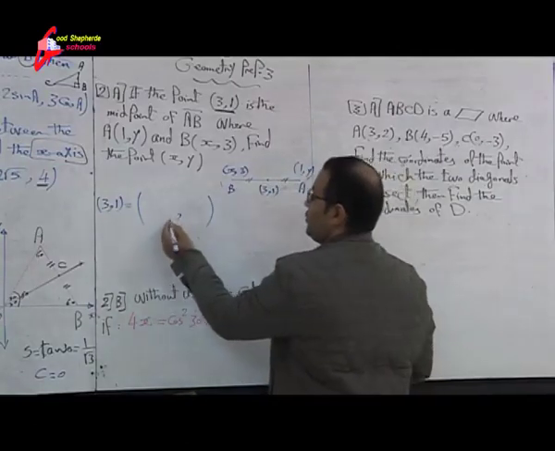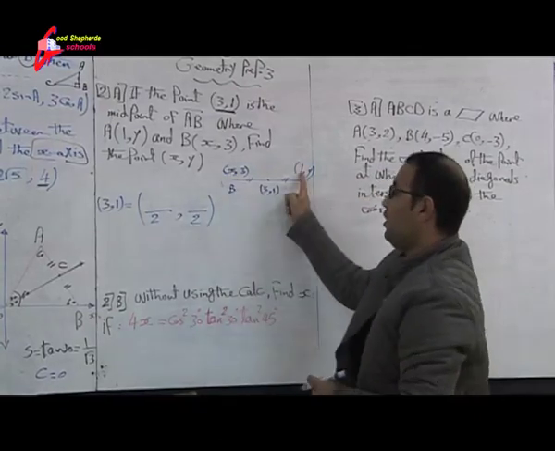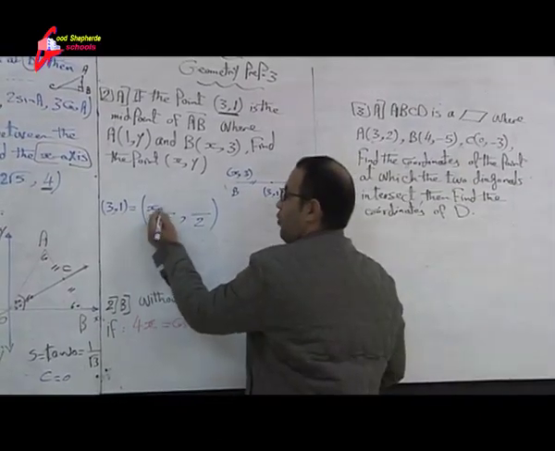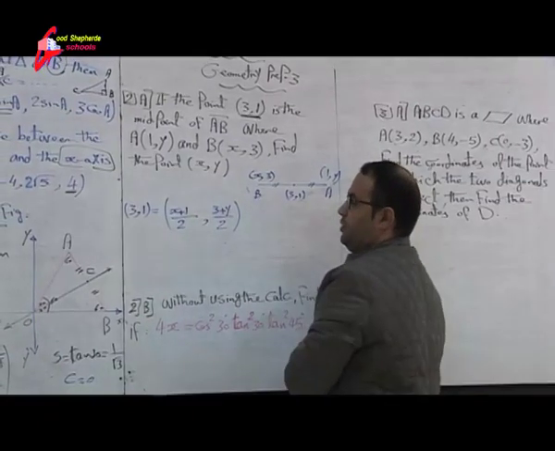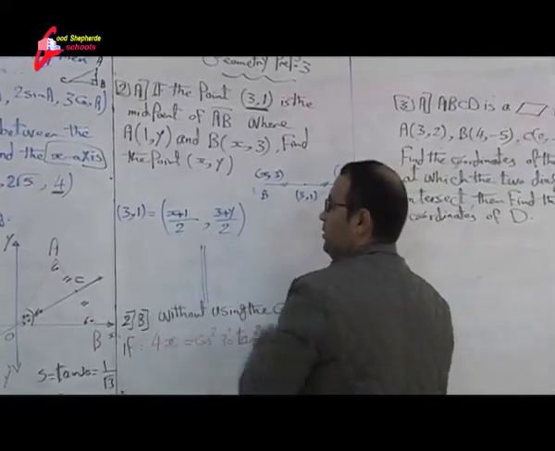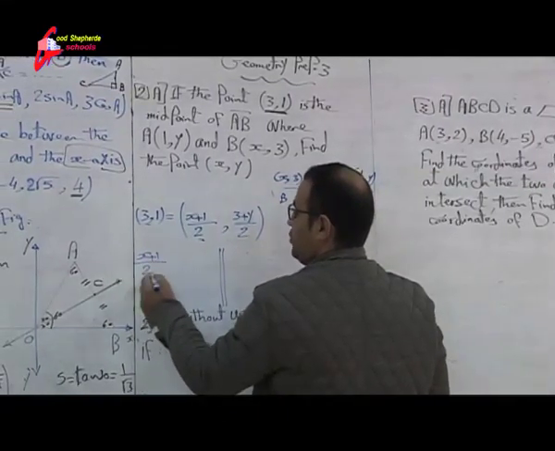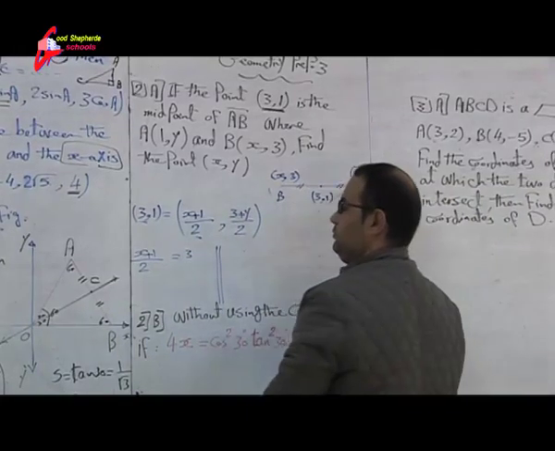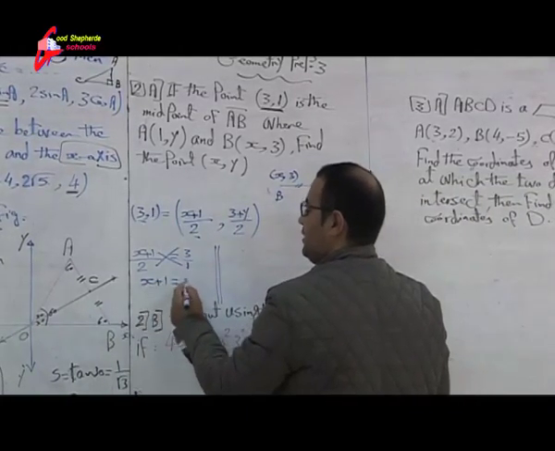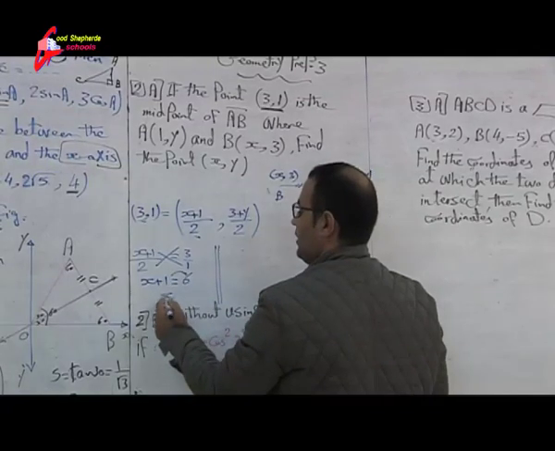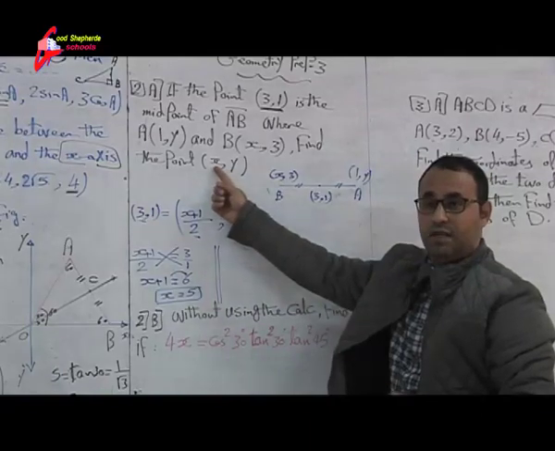Apply the rule of the midpoint: (x plus 1) over 2 and (3 plus y) over 2. So divide this: the first equals the first. x plus 1 over 2 equals 3 over 1. Cross-multiplying, x plus 1 will be 6. So the answer x will be 5. This is as for x. It's going to be 5.